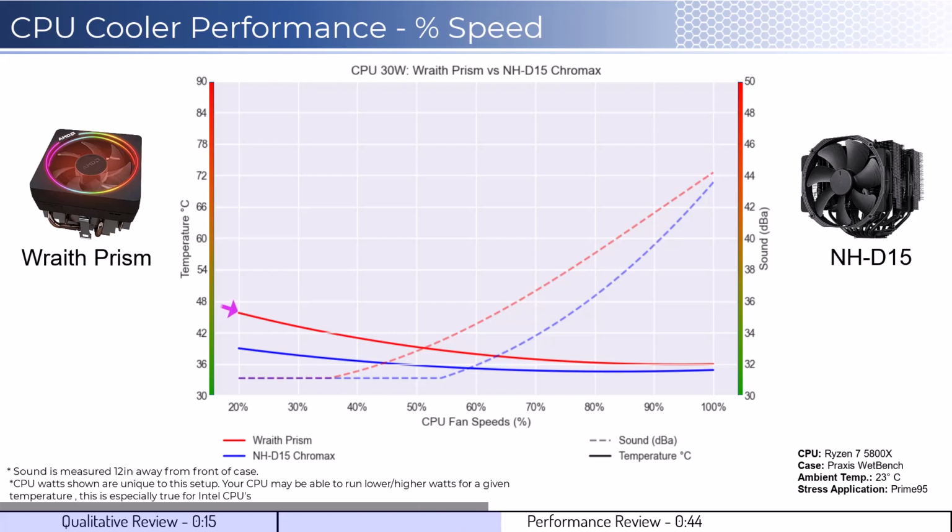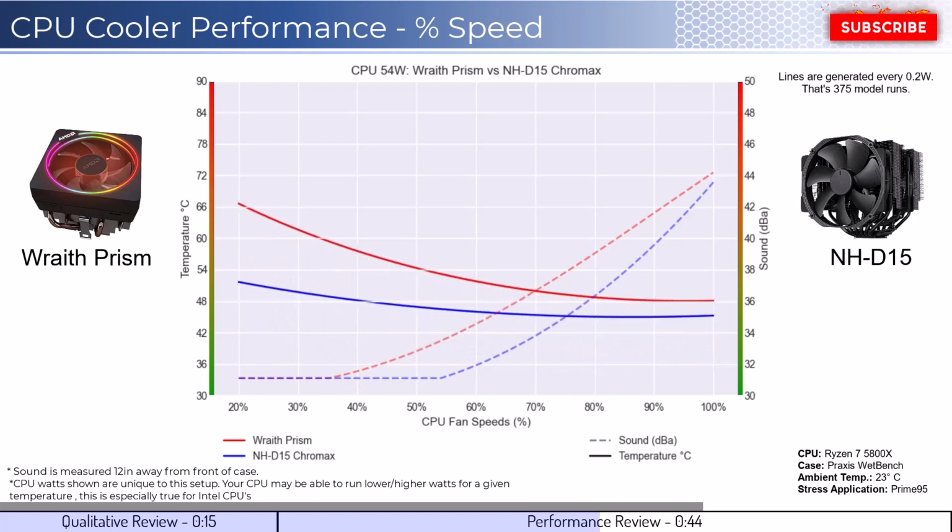When comparing the Wraith Prism cooler in red to the D15 cooler in blue, the D15 cooler performs materially better at lower RPMs, while that difference diminishes as we approach 100% fan speed. Additionally, the Wraith Prism begins to make audible noise around 40% fan speed.